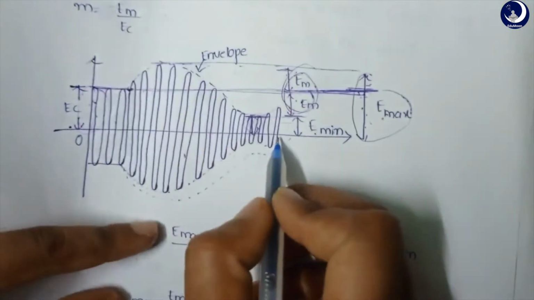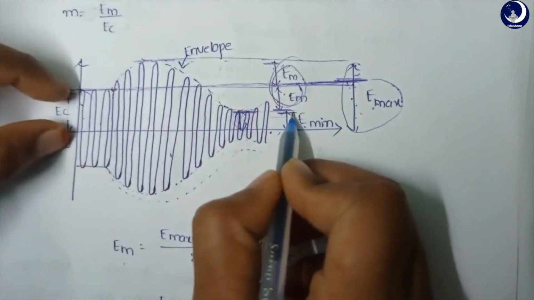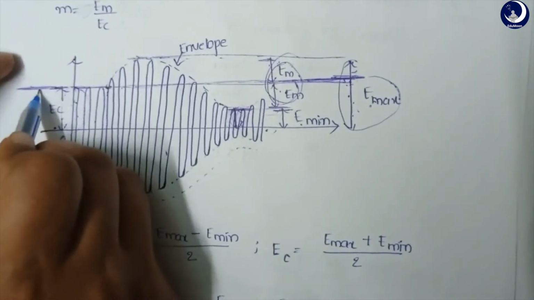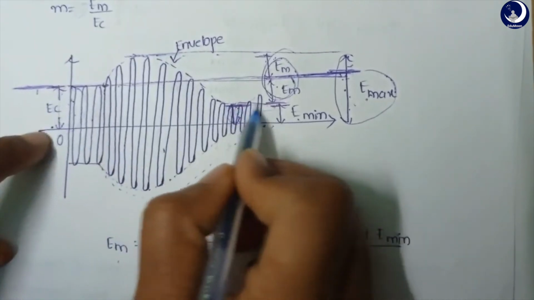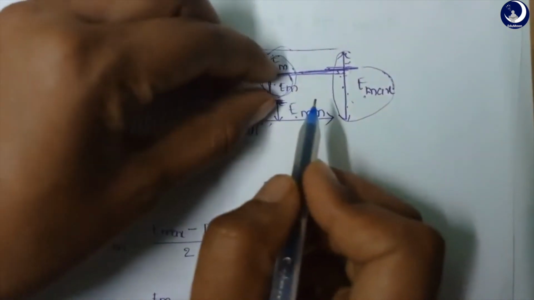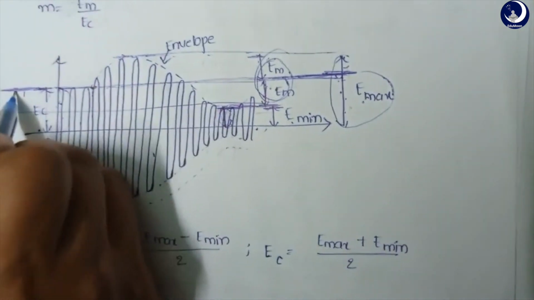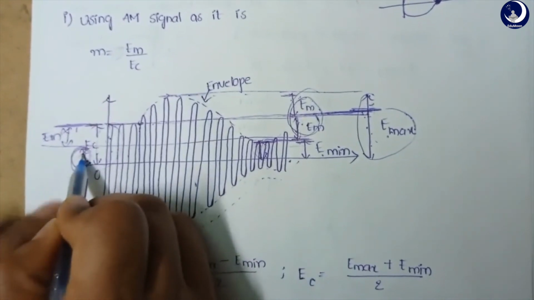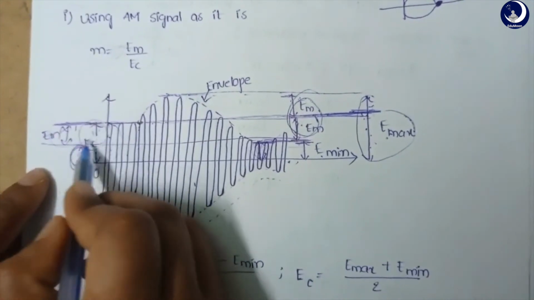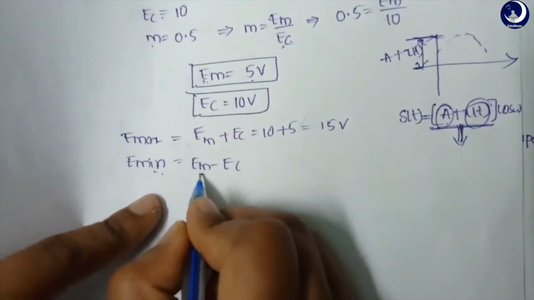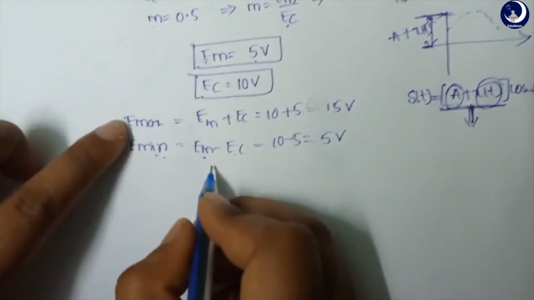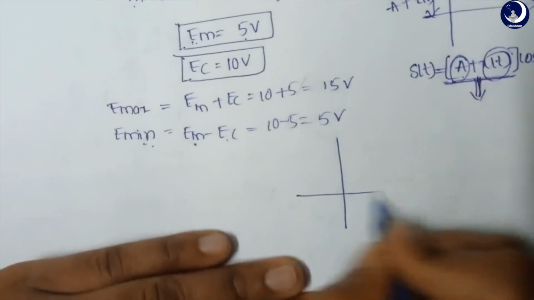Here we need to know what E min is, right? So this is Em, this is Ec, and this part is Em, whereas this is E min. In order to get this part, we can subtract Em from Ec. So E min is equal to Ec minus Em, that is 10 minus 5, which is equal to 5 volts. So now we know what E max and E min are, so now we can construct a wave.